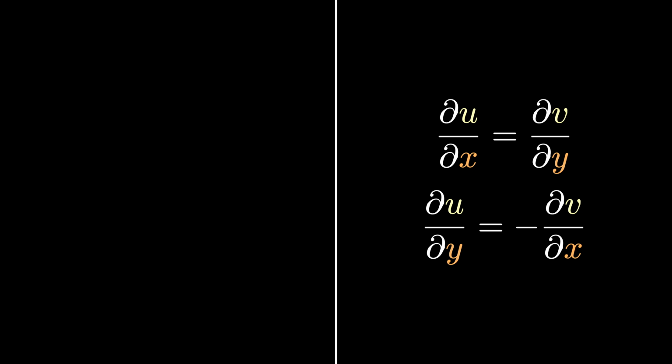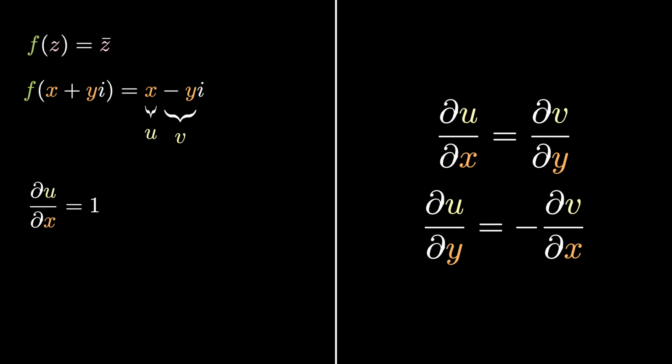Let's try a counterexample. A mapping we can consider is the complex conjugate of z, which is written with a bar on top of z. This mapping takes in x plus yi and returns x minus yi. Taking the partial derivative of u with respect to x gives us 1, and taking the partial derivative of v with respect to y gives us negative 1. And since these aren't equal, the Cauchy-Riemann equations aren't satisfied, and this mapping is not holomorphic.